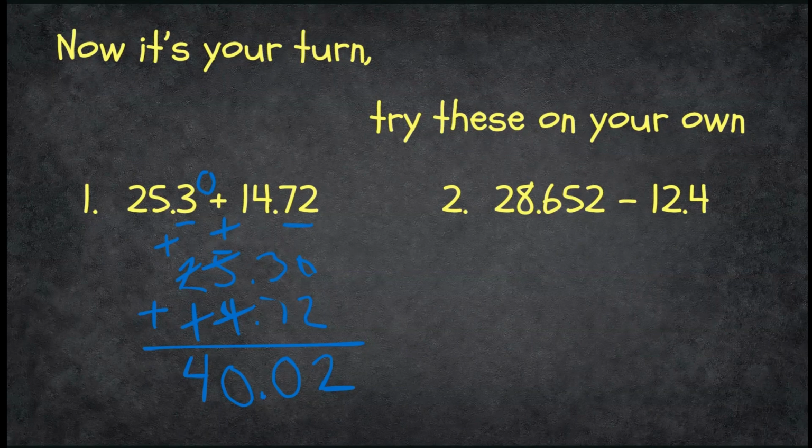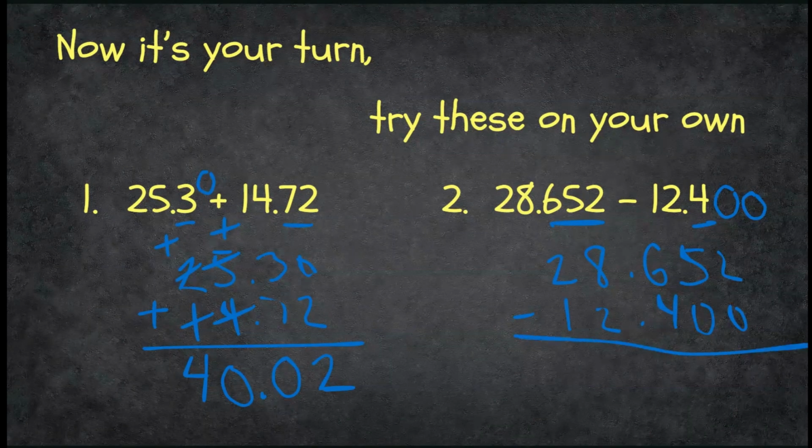Now the second problem, 28.652, I notice this has thousandths. And in this number, 12.4, so I've got tenths. I'm going to have to add a placeholder for the hundredths and thousandths place. Okay, now I'm ready to rewrite my equation, and I want to make sure that I line everything up neatly. Minus 12 and 400 thousandths.